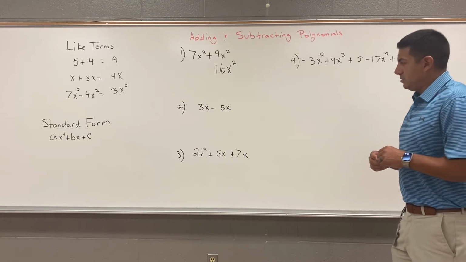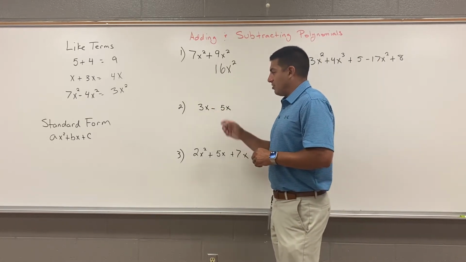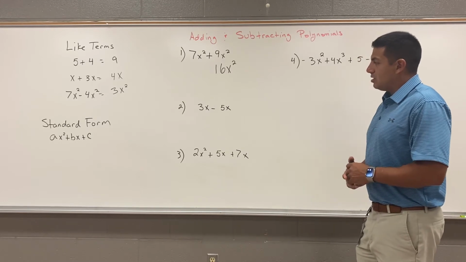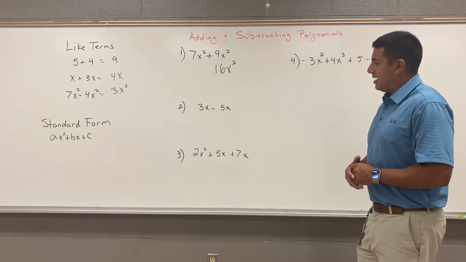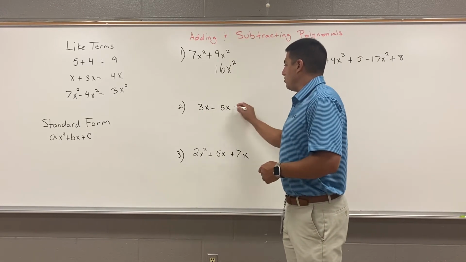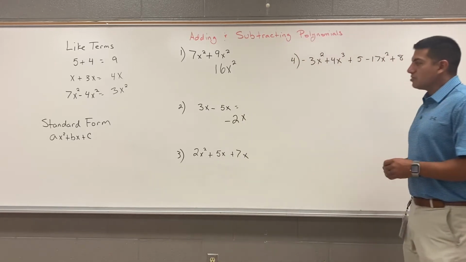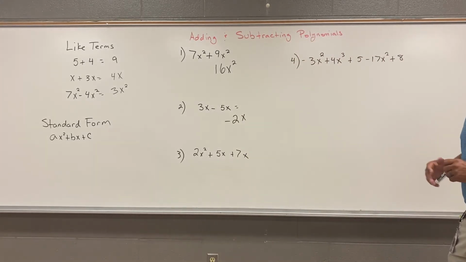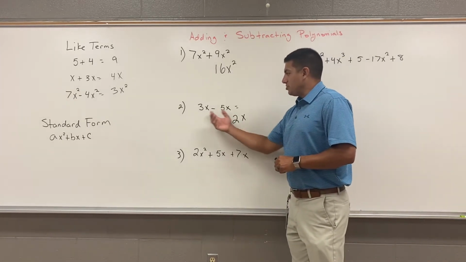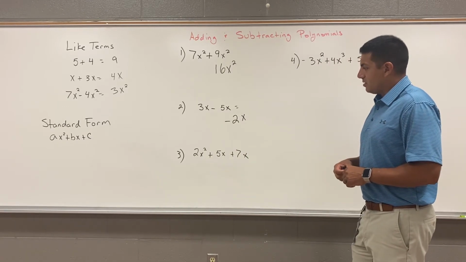The second one, we have 3x, and then we're subtracting away 5x. Since they are both x terms, we can go ahead and combine those. So we do 3 minus 5, we end up with a negative 2x. So it's okay to have a negative coefficient with our x's. We're just doing the subtraction and taking away how many they asked us to there.